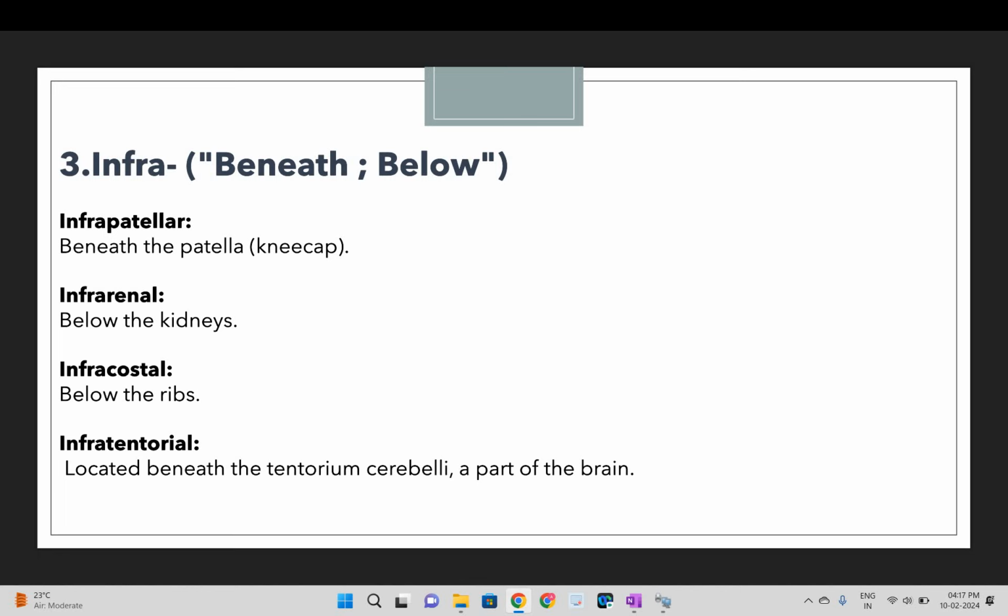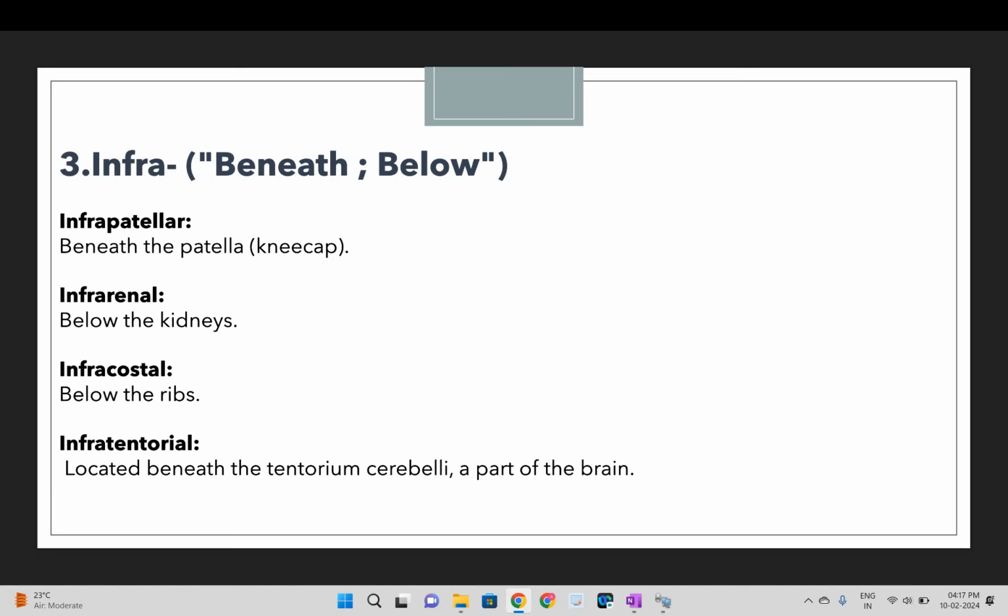So whenever you want to showcase something below the ribs, let's say some doctor is going to diagnose anything and he or she finds something which is below the ribs, right? In that case we will use the terminology infracostal, where infracostal is defining or showcasing something as below the ribs. Infra means below and costal means ribs. Okay, so this is how the terminology is built with the prefix infra.